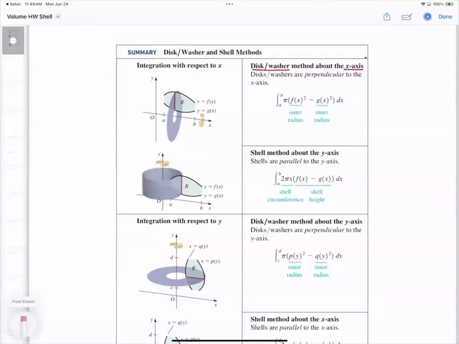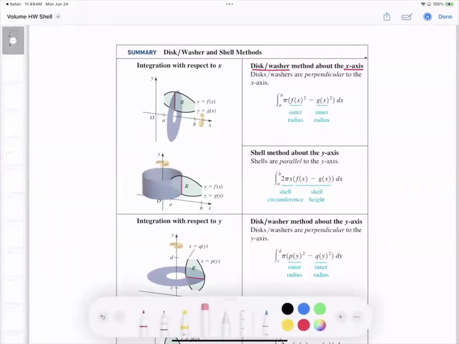But if you decide to use the shell method, you have to be careful because the axis of revolution is the y-axis. So basically the functions that you're using are in the form of x, but the axis of revolution is with respect to the y-axis.